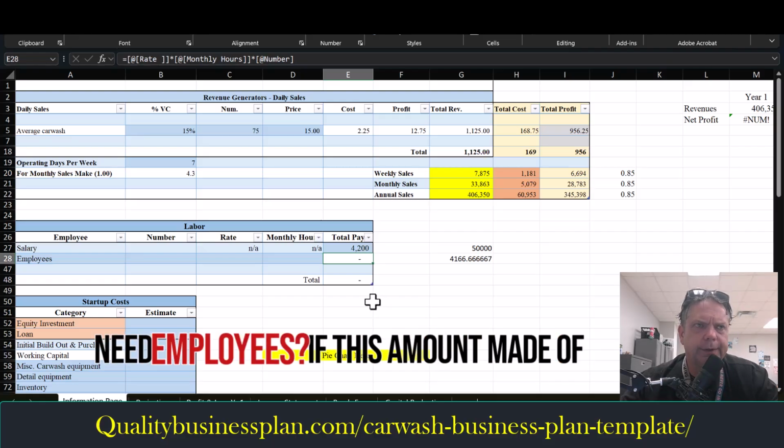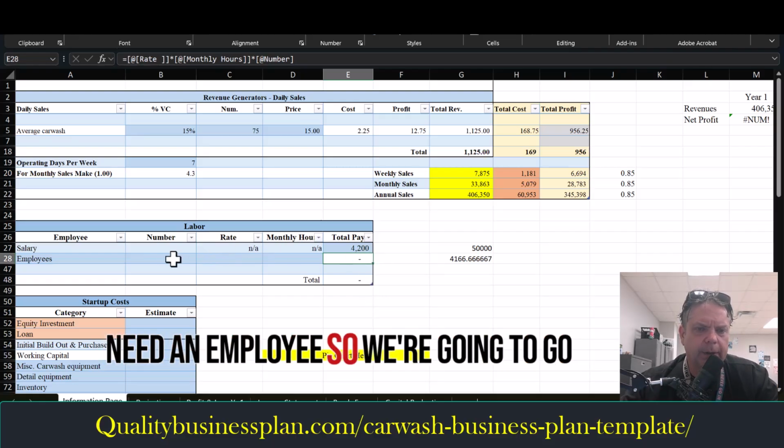Next is going to be employees. Do we need employees? If it's an automated car wash, you're probably not going to need any employees. You might need one employee.